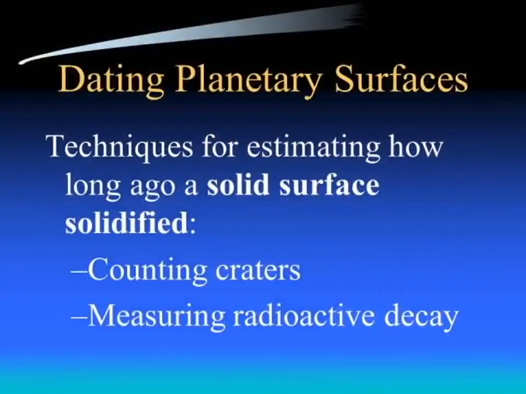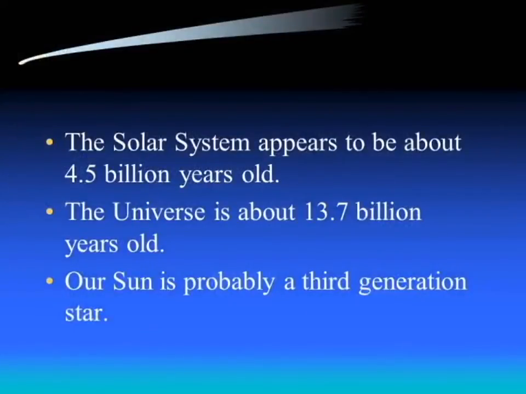Now, one of the things we'd like to be able to do is to date the planetary surfaces. So number one, that assumes that we are talking about a solid surface. So we can't really date Jupiter, Saturn, Uranus, and Neptune's surface. So we can only look at the terrestrial planets and date their surface. We're going to do that by counting craters and also measuring the radioactive decay coming out of those terrestrial planets. And in doing that, we find out that the solar system appears to be about 4.5 billion years old. It's about the age of the sun.